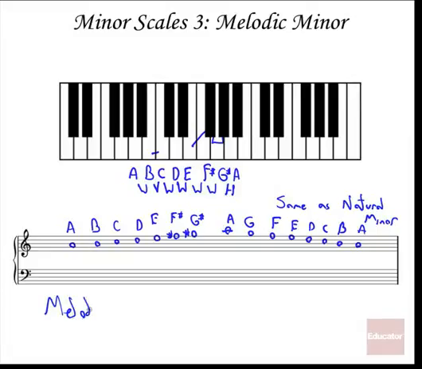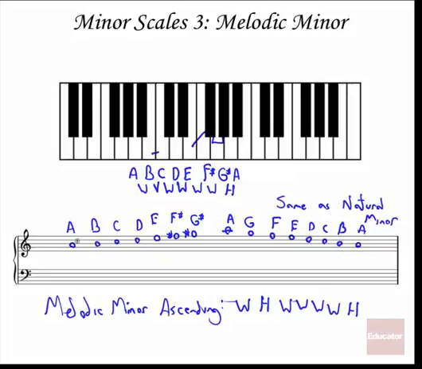So if we're talking about melodic minor ascending, the pattern of whole and half steps is whole, half, whole, whole, whole, whole, half. And let's find these on the staff. So here's the half step between B and C, and then here's the half step between G sharp and A.